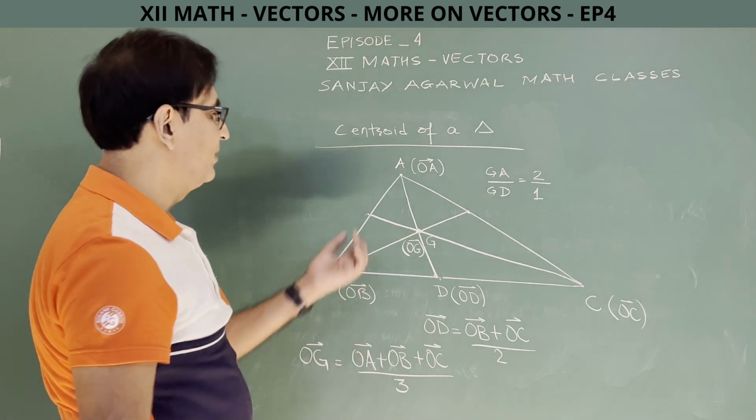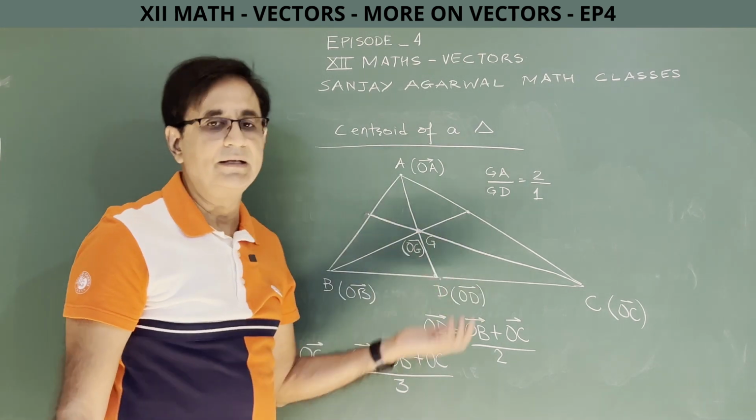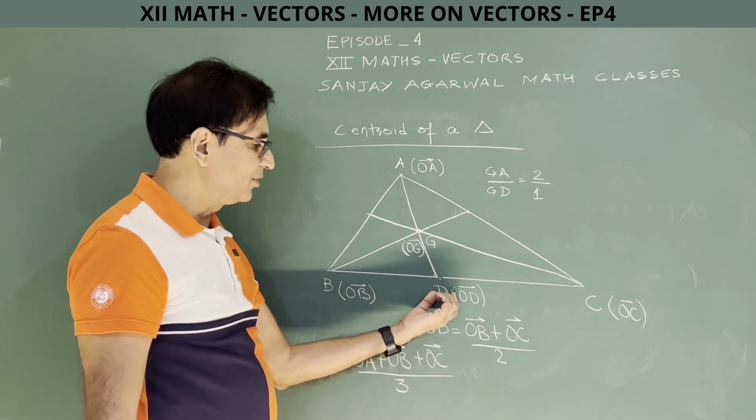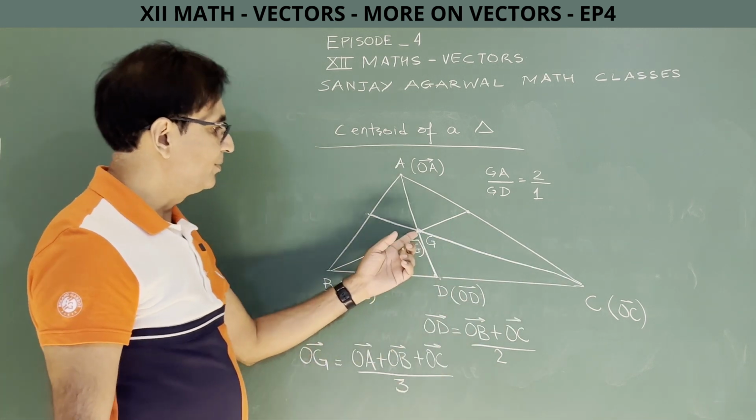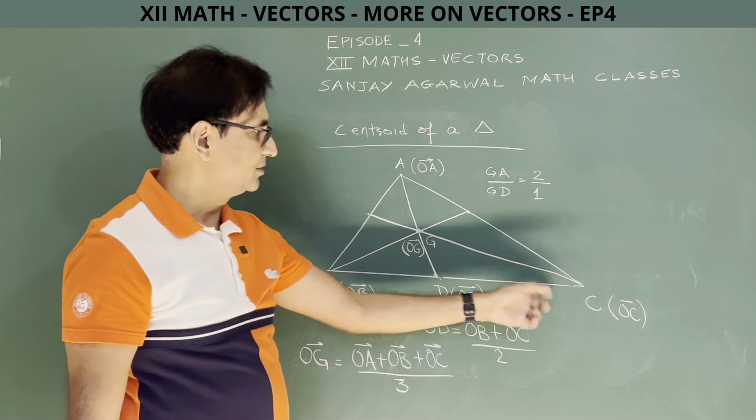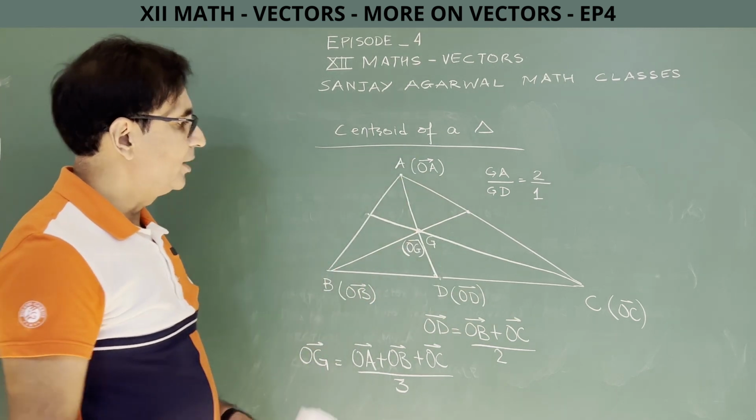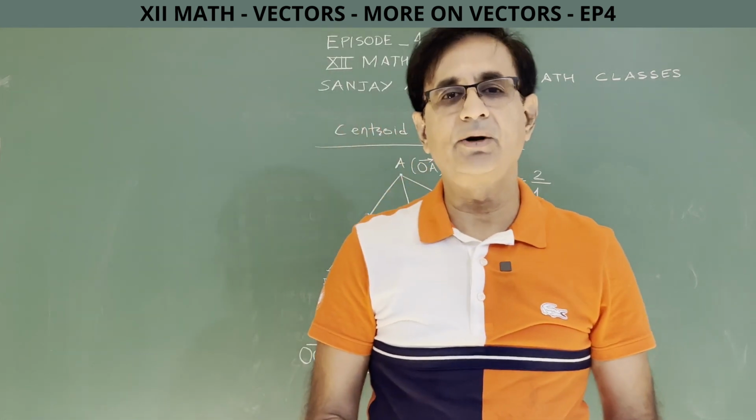Loosely speaking, I may refer the centroid as the midpoint of the triangle. There is nothing called midpoint of the triangle, just to bring a similarity between the midpoint of a line, which is the average of the corners. Midpoint of the triangle is also the average of the corners. Since there are 3 corners, I am going to divide by 3. So, that is the centroid of a triangle. There may be 1 or 2 numericals I will do on the centroid of the triangle.